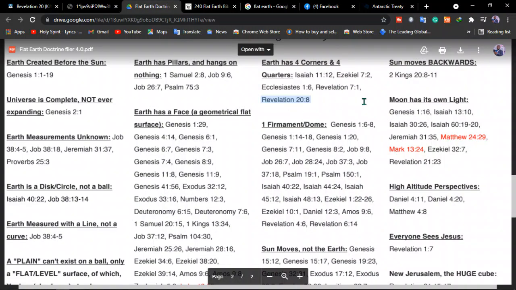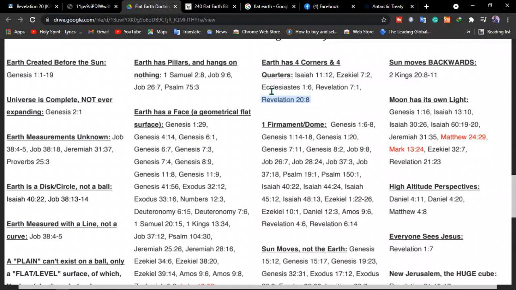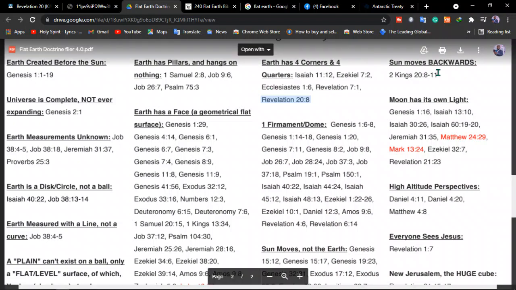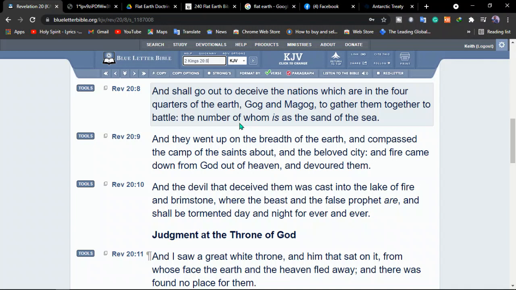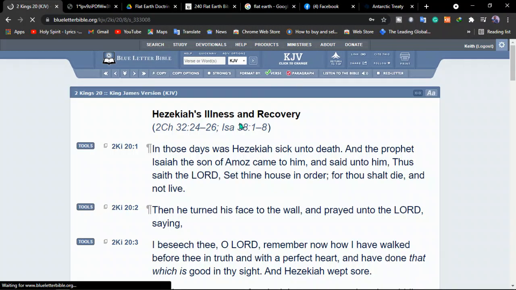Now, having said that, we have to see something else. Do you know that the sun moves backwards? Making some sense? The sun moves backwards. Do you remember the story of... Okay, let me just show you. Let me explain as we continue, okay? Let me show you the verses. This is a very wonderful study. This is what we call a Bible study.